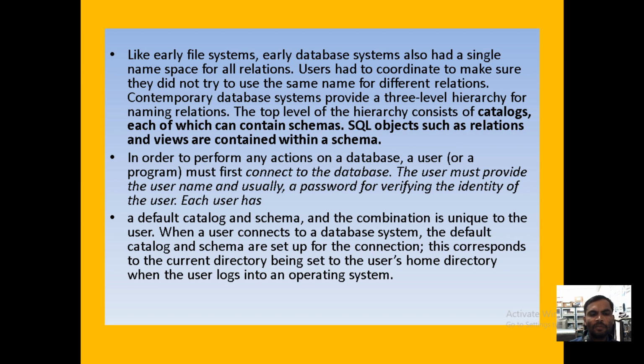In order to perform any action on the database, the user must first connect to the database. Users must provide the username and usually a password to verify the identity of the user. By default, the catalog and schema combination is unique to the user. To connect to the database, the default catalogs and schemas are set up in the connections. This corresponds to the current directories belonging to the user, the home directory when the user logs into the operating system.